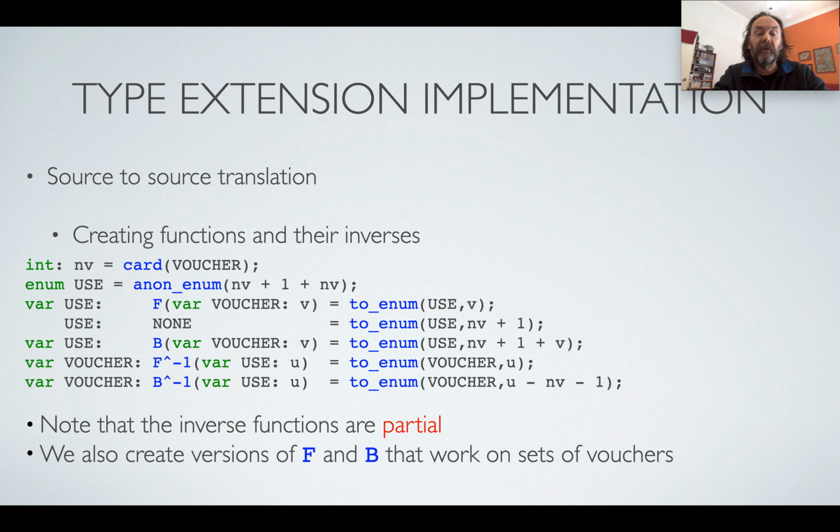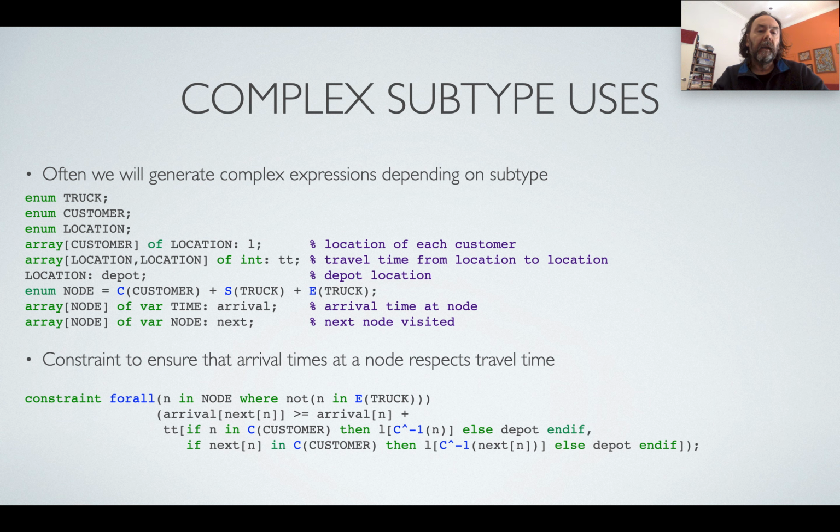Okay, we also create versions of f and b that work on sets of vouchers, which we'll use in the following models. So it's fairly easy to implement this thing straightforwardly. And why is it important? Well, we can do more things with it.